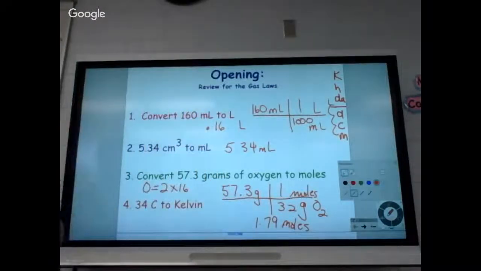Those 7 elements? Yes, those still exist. Yes, ma'am. So we have to do that for all the diatomics. All the diatomics. That is correct.